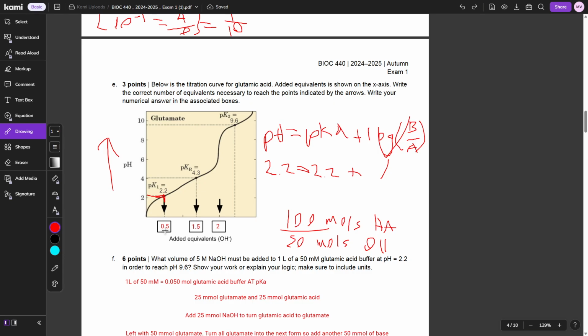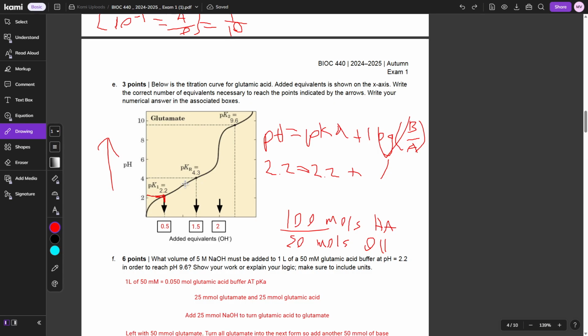But remember, with amino acids, especially for things like glutamate, there are 3 pKa's. So once you get past the first pKa, you have to do the same thing for the second one and the third one. When you add one equivalent of base, you now get to the point where you're at the next pKa. So we've just overcome this 2.2 pKa.